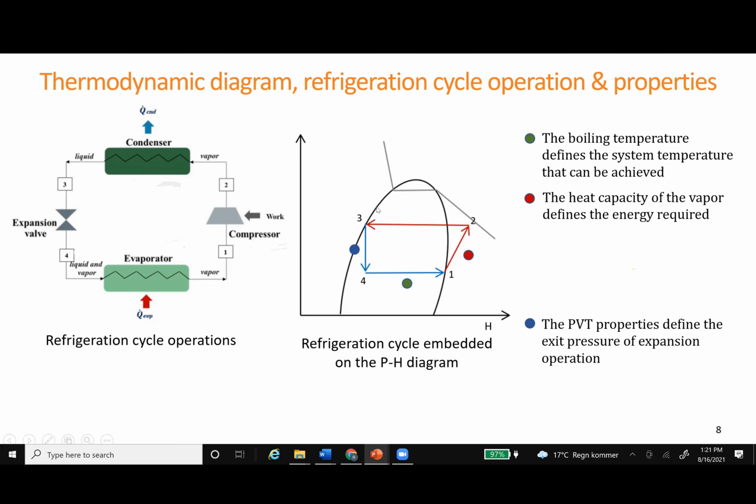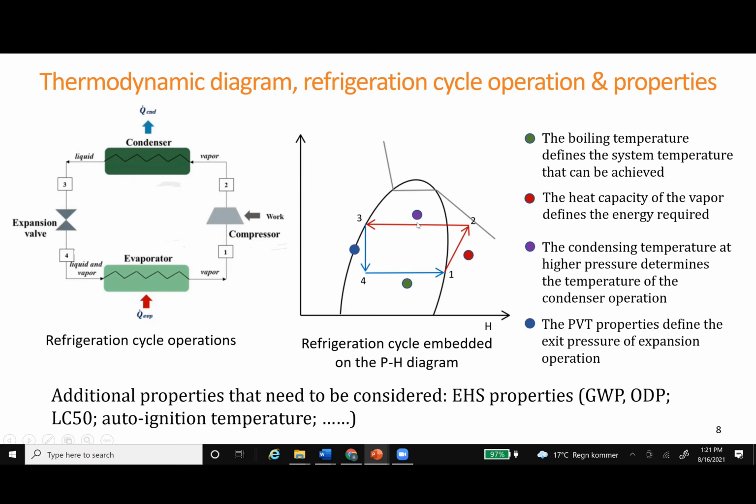And then this is the condensing temperature, and this temperature has to be higher than the cooling temperature outside, so the heat can go out. And again, the condensing temperature at high pressure determines the temperature of the condenser operation. Now, in addition to all of these, we also need to worry about EHS, environmental health safety properties: environment like global warming potential, ozone depletion, health like toxicity, LC50, safety like auto ignition temperature, flammability, and so on.